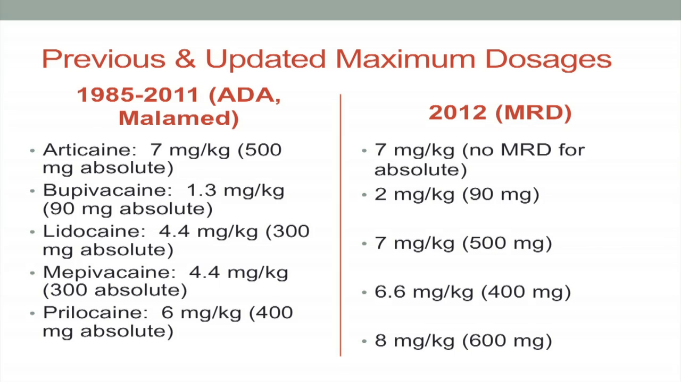Bupivacaine has gone from 1.3 milligrams per kilogram to 2 milligrams per kilogram. Lidocaine has been substantially increased from 4.4 milligrams per kilogram to 7 milligrams per kilogram. And bupivacaine has also been increased from 4.4 milligrams per kilogram to 6.6 milligrams per kilogram, albeit with a lower absolute maximum recommendation of 400 milligrams than lidocaine. Premolars is recommended at a dose of 8 milligrams per kilogram with an absolute maximum of 600 milligrams. Although, frankly, there remains little use for premolars in conventional dentistry.